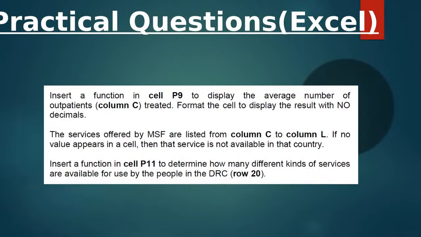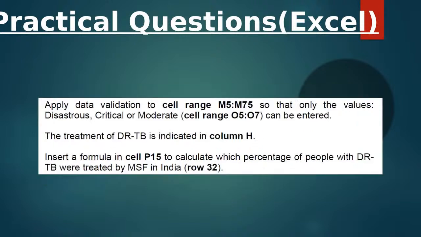If no value appears in the cell, then that service is not available in that country. Okay, fine. So now you start to get an idea of what they are asking. Now they want you to insert a function to determine how many different kinds of services. So we are going to need to count something. Okay. And that's why if I look through the scenario and I see what they're asking, I can already start to work out what they are wanting me to do.